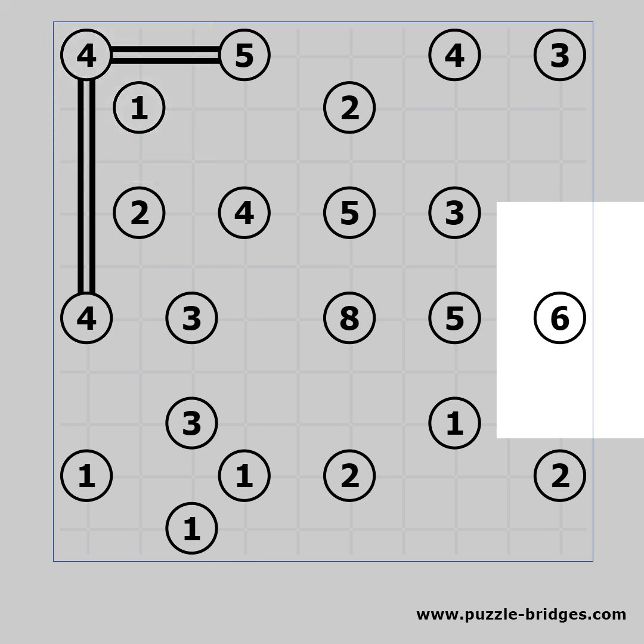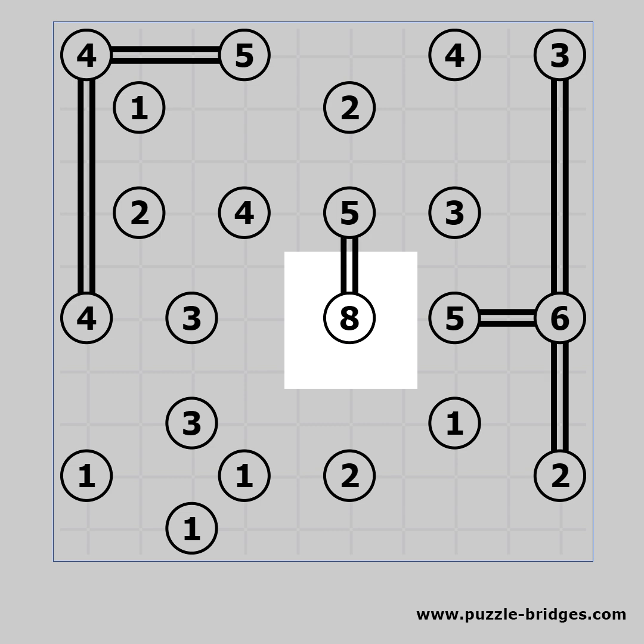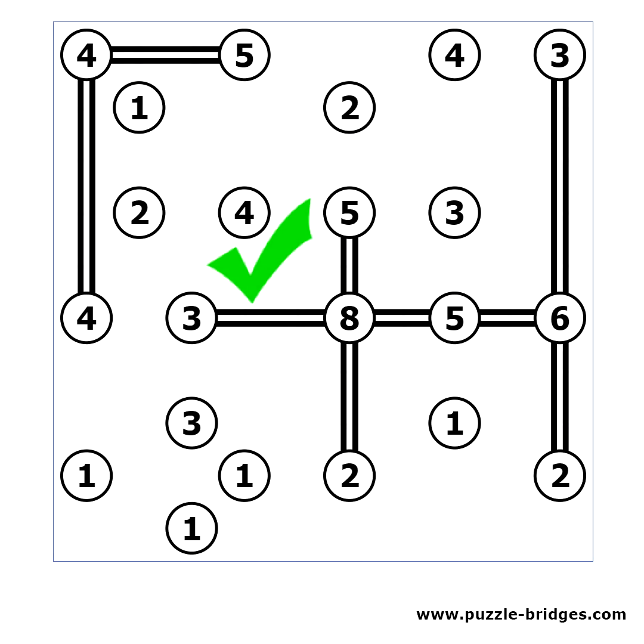The same way, if we have a 6 on the edge of the puzzle, where there are only 3 possible neighbor islands, we have 2 bridges in each direction. And of course, an 8 anywhere on the puzzle must have 2 bridges in all 4 directions. 4 in a corner, 6 on the edge and 8 anywhere on the puzzle, these islands can be instantly solved.